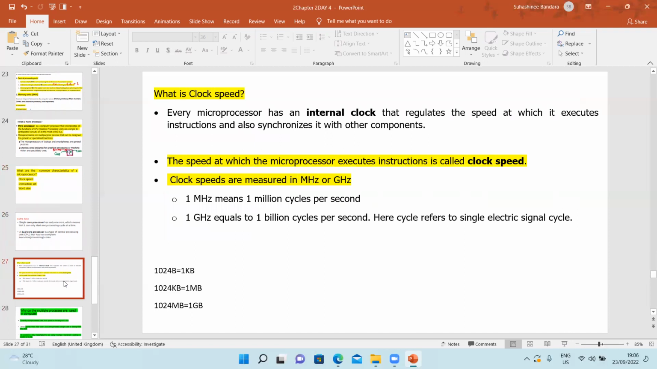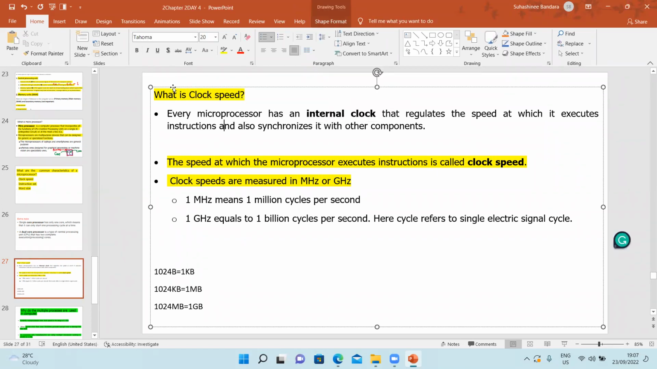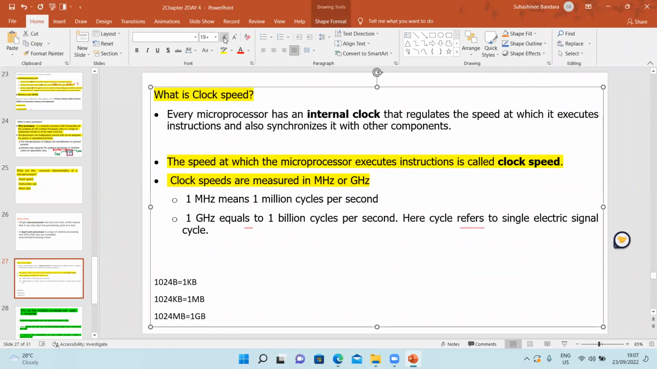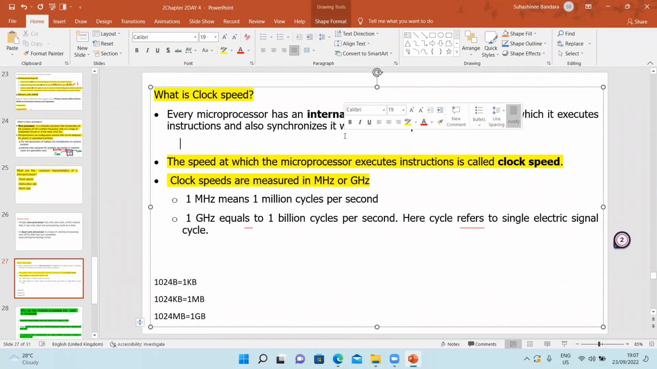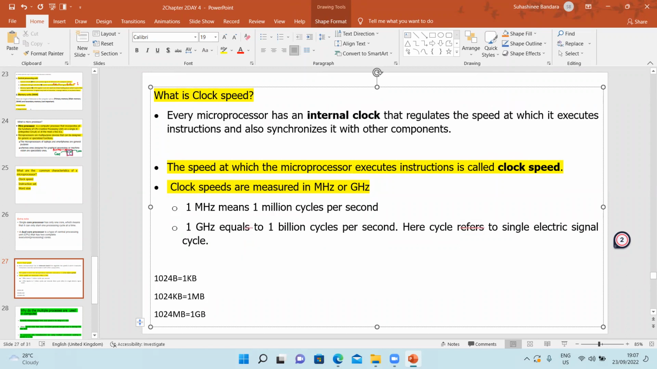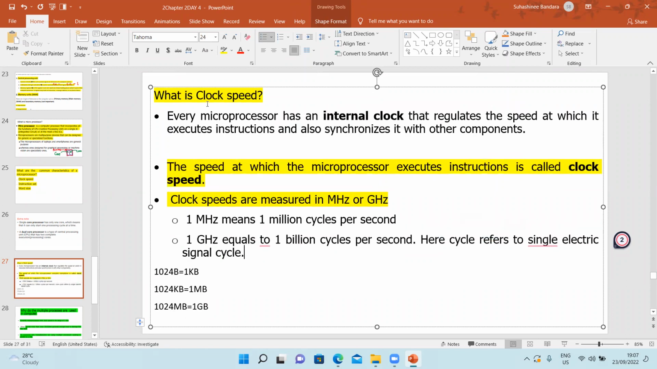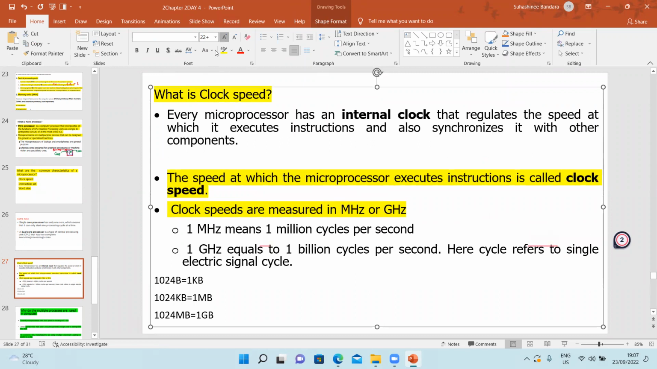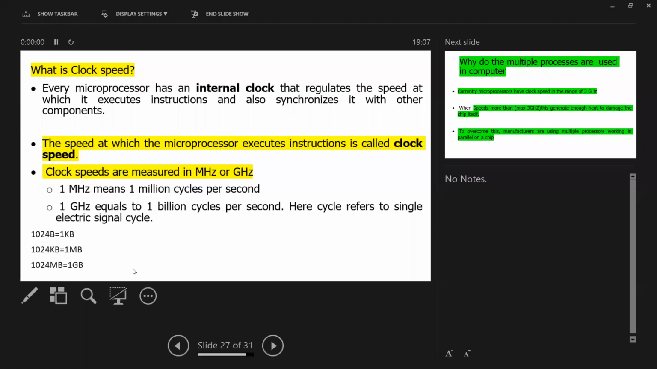Okay, what is clock speed? So now we are going to discuss what is clock speed. Every microprocessor has, wait, font size is smaller. Okay, now we are going to discuss about the clock speed.